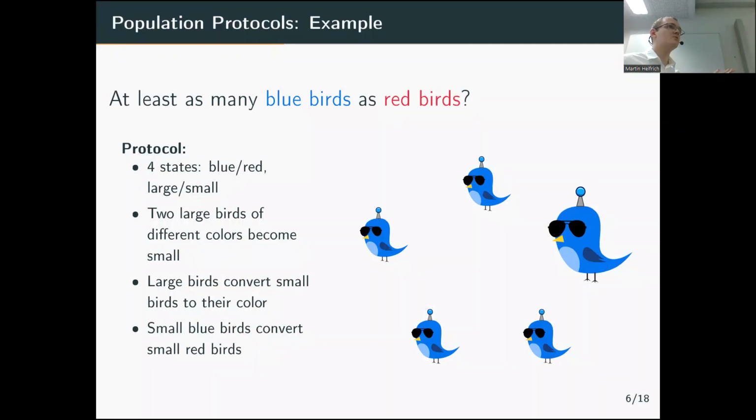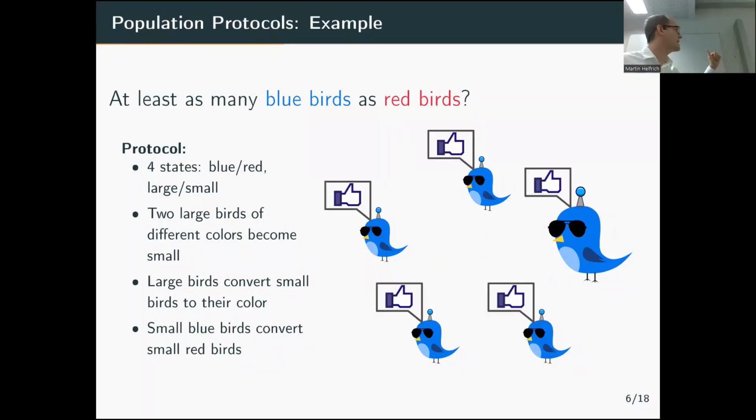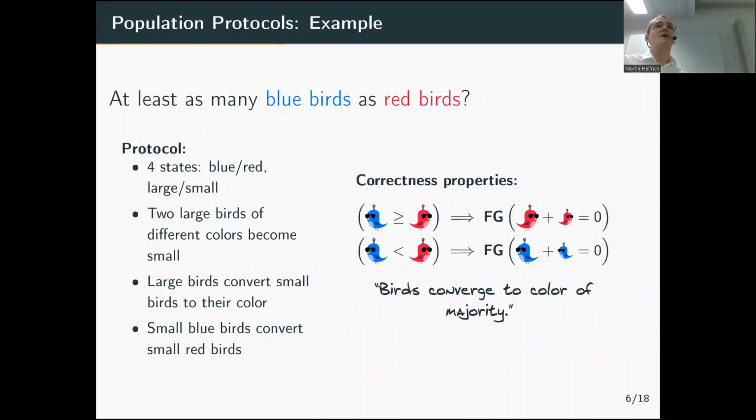And now we came to a consensus. Everyone says, yes, there were at least as many blue birds as red birds. And that is exactly what we wanted. And further, there are no more possible state changes. So this is a stable consensus as well. So that worked. However, the question is, does that always work? So this protocol has to work both with any sequence of interactions, but also for any possible initial configuration.